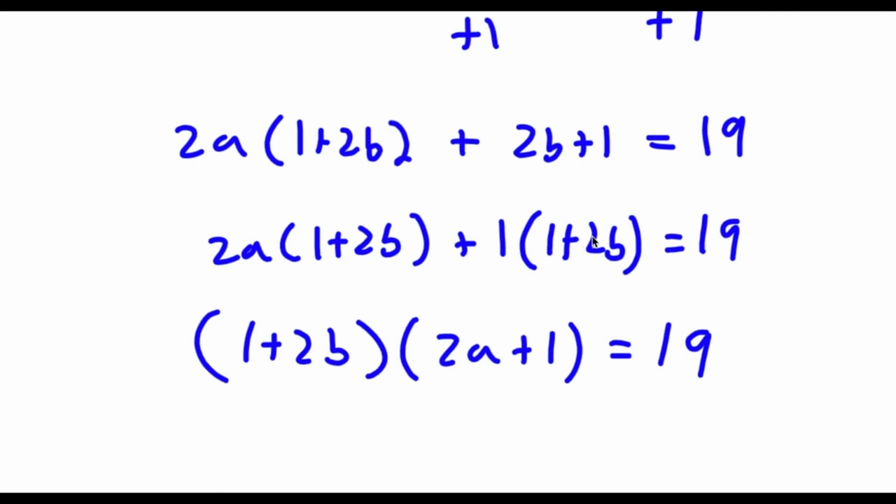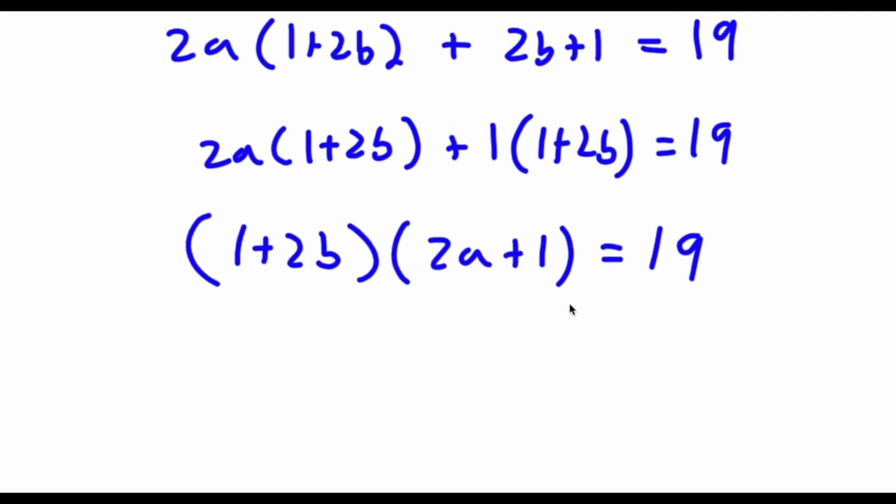So now, as you can see, all 3 of these are going to be odd, because 2 times any number is going to be even, and an even number plus 1 is going to be odd. So same goes with 2a and 2b. So this is odd, and 19 is also odd.